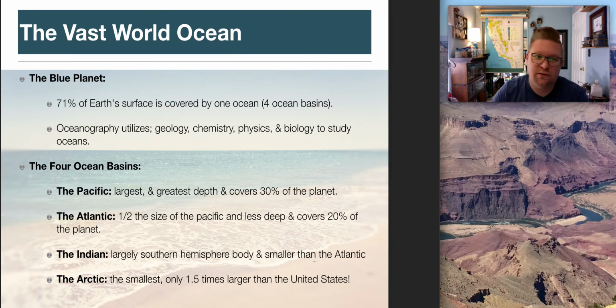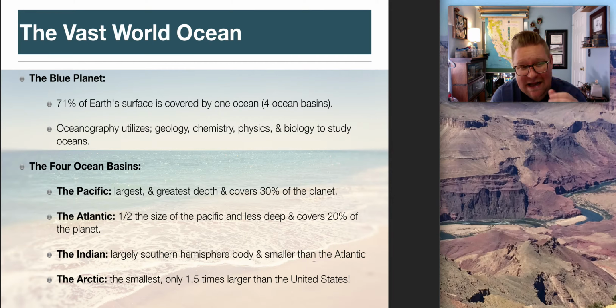So the vast world ocean. There's really just one ocean, right? We're identified as the blue planet. About 71%, about three-quarters or so of our planet is covered by oceans, by one ocean, or four ocean basins. Oceanography utilizes geology, chemistry, physics, biology, all of that to study the oceans.